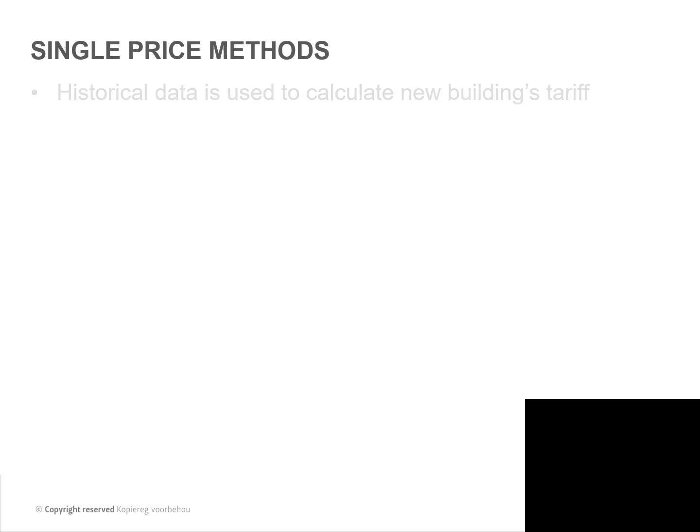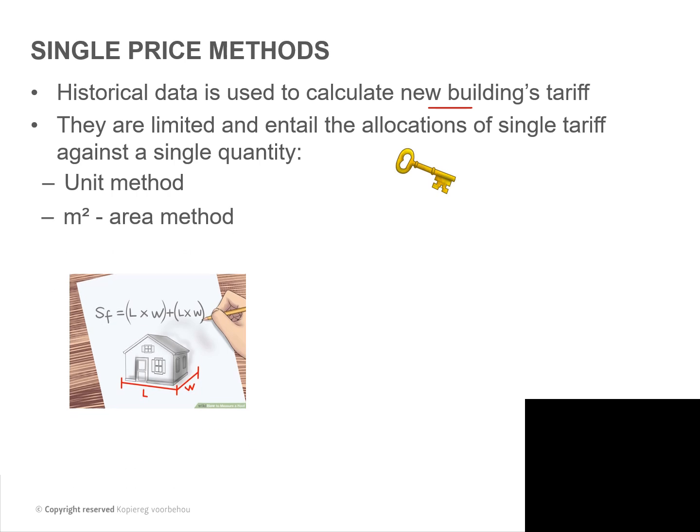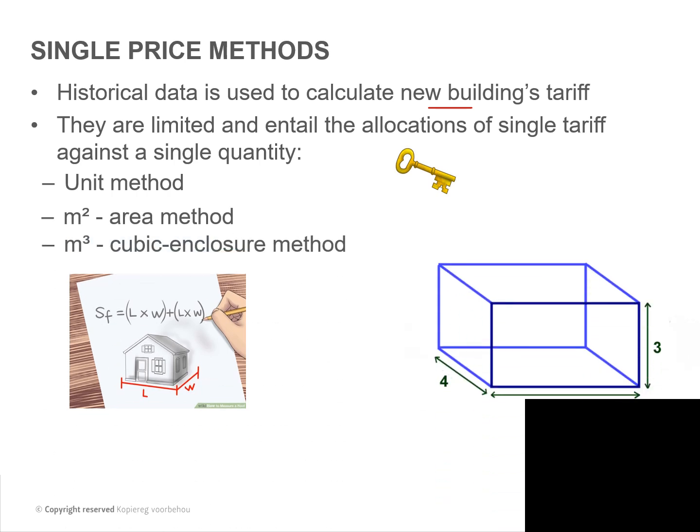So our single price methods, okay, this is just a repetition of what I've basically done. You use your historical data to calculate your tariffs. So you would take old projects and see what the cost of those items were per unit, per square meter, or per cube. They are limited and entail the allocation of simple tariffs. So we've got our unit method, our area method, and our cube method.